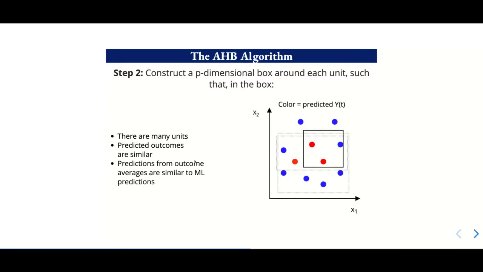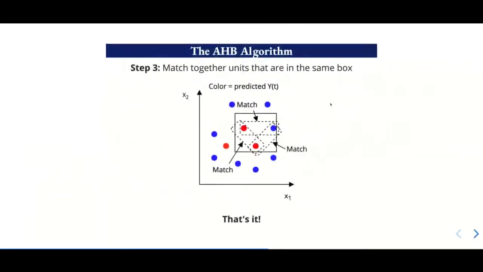And so as you can see, as we add units, our potential box that we're making kind of restricts itself, and it gets to this optimal shape. Once we found an optimal box the way I just described, we just match together the units that are in it. And that's it. This is very briefly the algorithm that we have envisioned for this.